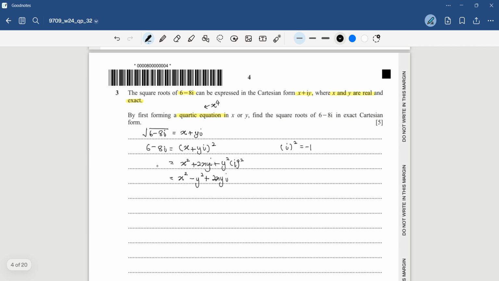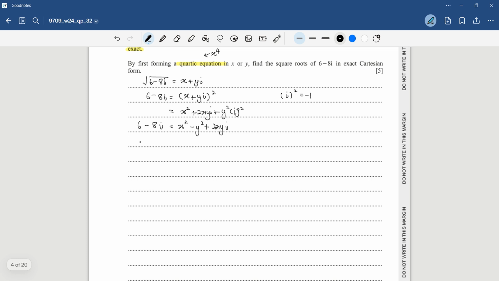Okay, so now you can see you compare your real part and imaginary part. Here this is your real part, 6, and here your real part is x squared minus y squared. So by comparing, x squared minus y squared equals 6, whereas for my imaginary part, negative 8i to 2xyi, we just take the numbers or integers, so it's going to be 2xy equals negative 8, therefore y equals negative 4 over x.